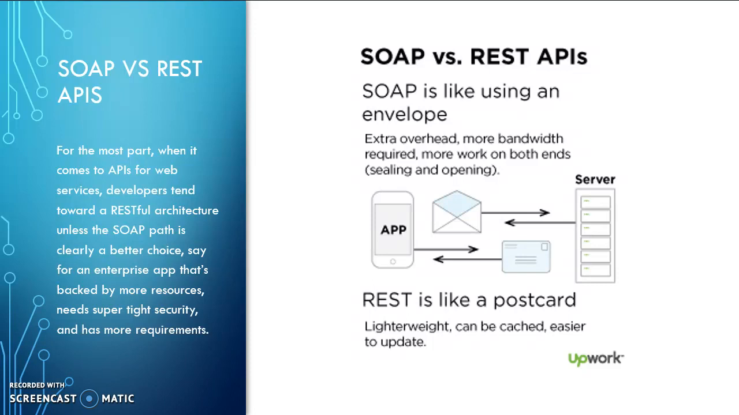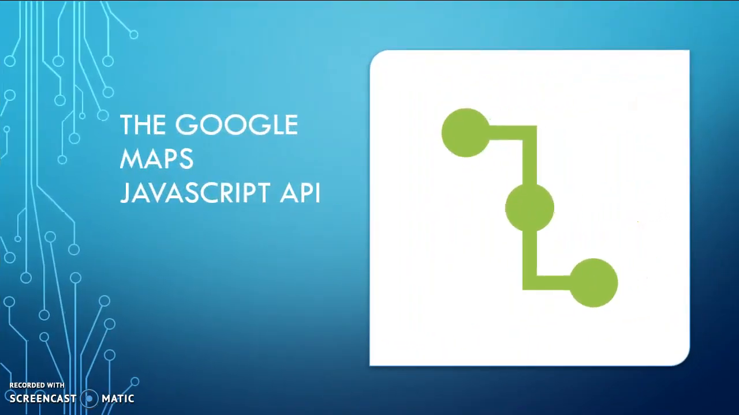SOAP is like using an envelope. It's extra overhead, it has more bandwidth required, more work on both ends, like sealing it and opening it. REST is like a postcard. It's lighter weight, can be cached, and it's easier to update.